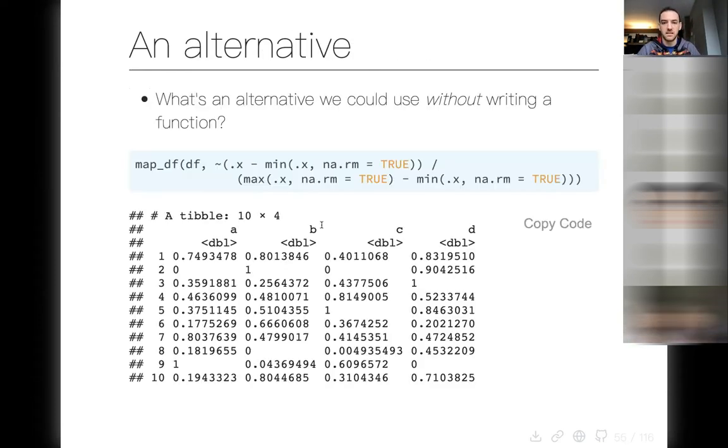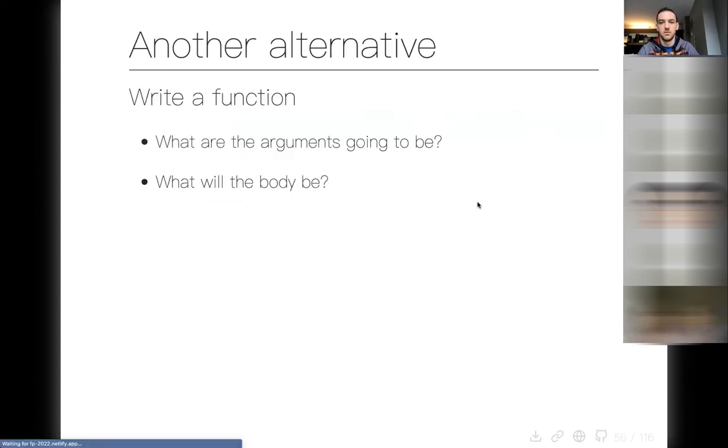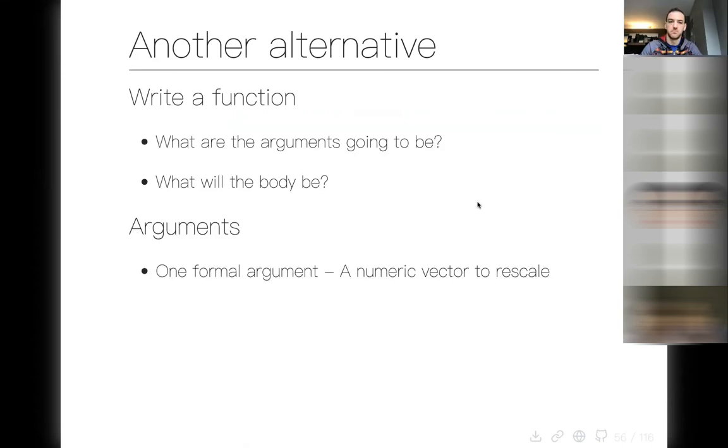So looking back at this is basically the thing. I want you to think for a second, what are the arguments going to be, and what will the body be? For the arguments, there's just going to be one formal argument, a numeric vector to rescale.